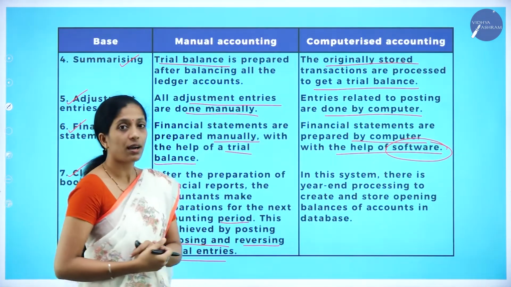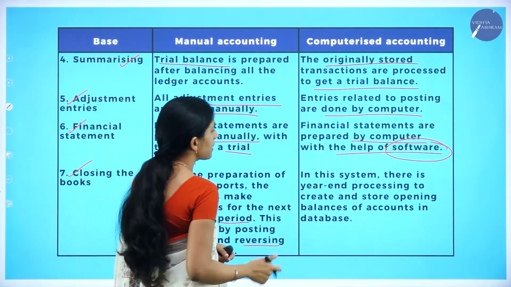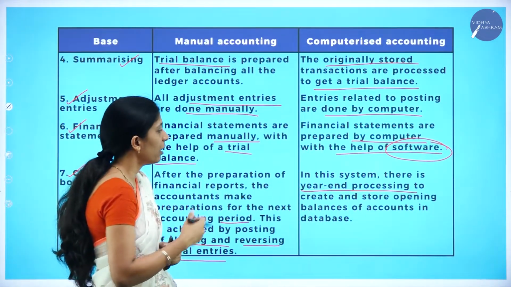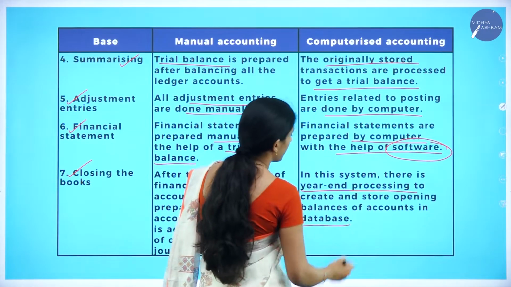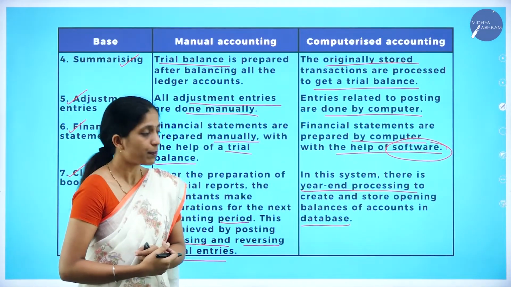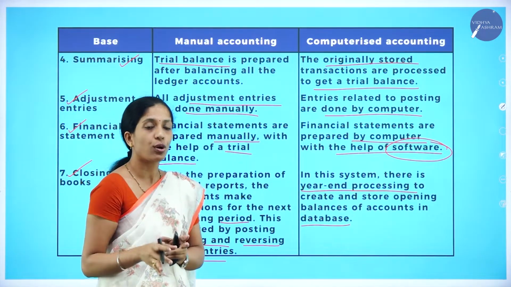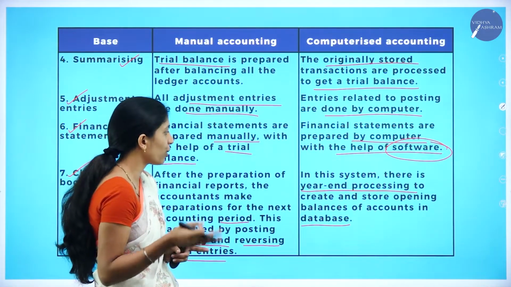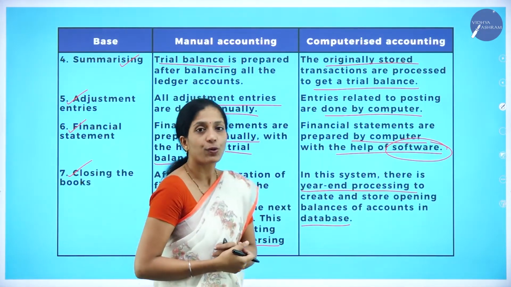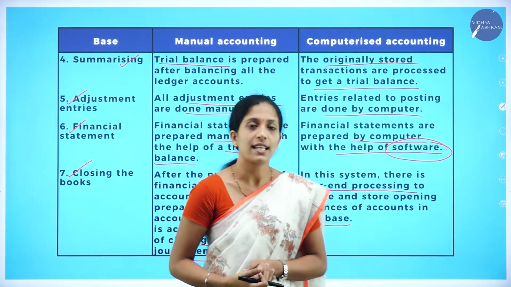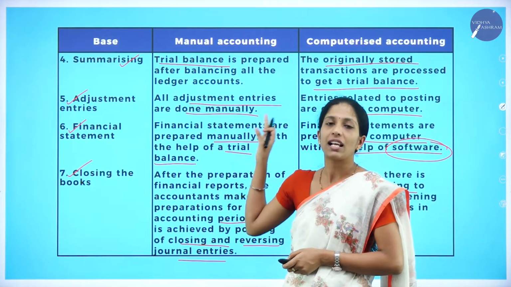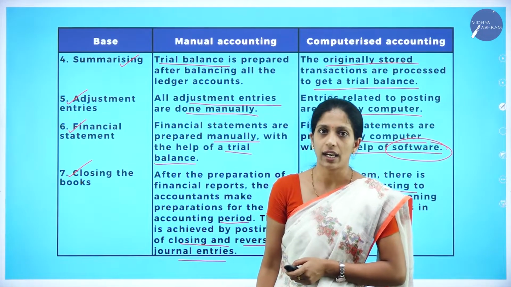But what happens under the computerized accounting system? In this system, there is a year-end processing to create as well as store the opening balances of accounts in the database. So they will create as well as store the opening balances of accounts. So there is a year-end processing under the computerized accounting system. These are the few main differences between the manual accounting system and the computerized accounting system.